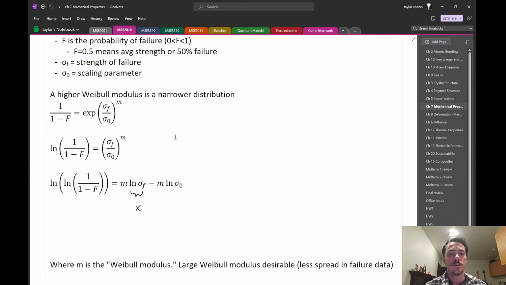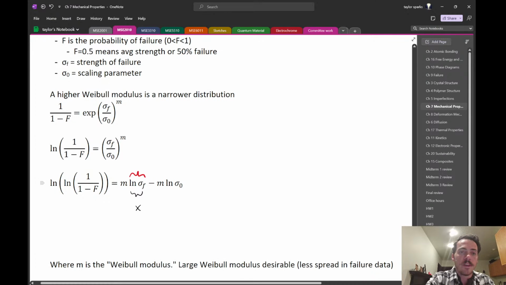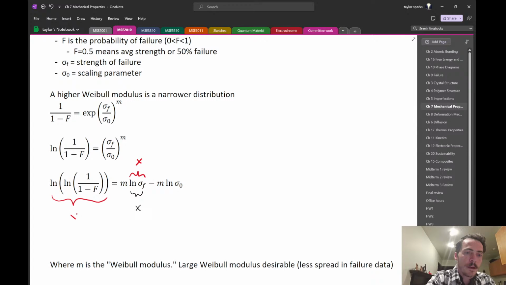On the other side of the equation, you've got two terms. One term is Weibull modulus times natural log of sigma f, then minus Weibull modulus times natural log of your scaling parameter. In other words, if we take this right-hand side of the equation and we have this natural log of sigma f, that will be the x value that we're going to plot it against. And if we put this entire left-hand side of the equation and make that our y, then this should be a straight line where the slope of that line would give us the Weibull modulus, and the y-intercept of that line would be equal to the negative of the modulus times the natural log of our scaling parameter.